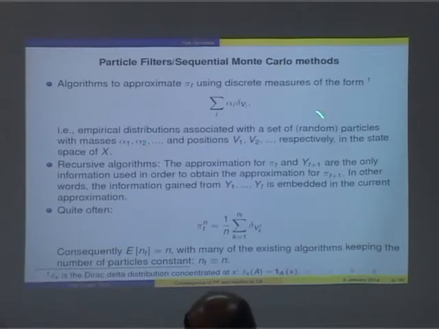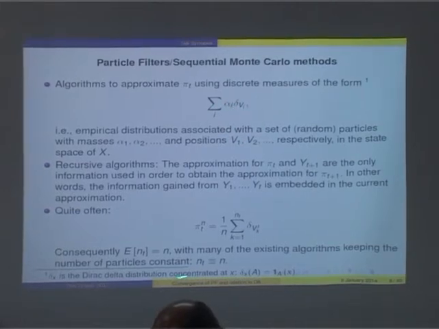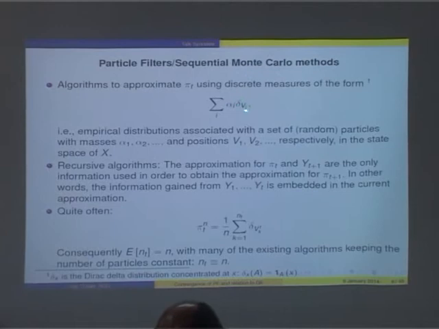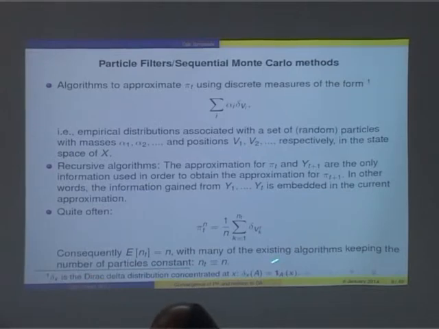But the big picture is that particle filters are algorithms that produce approximations of those pi_t, approximations of those blobs that you saw there, and these approximations have a specific format. They look like this. They are measures, discrete measures, linear combinations of Dirac measures. So this notation delta with the v_i is a Dirac delta distribution. Delta of x is a Dirac delta distribution at x.